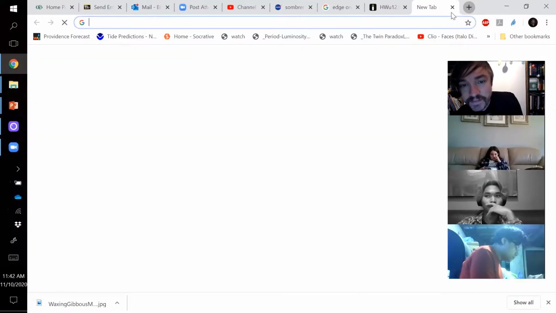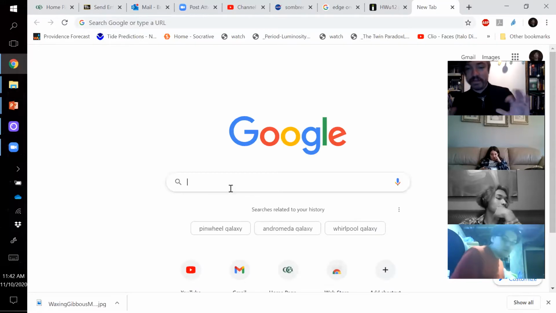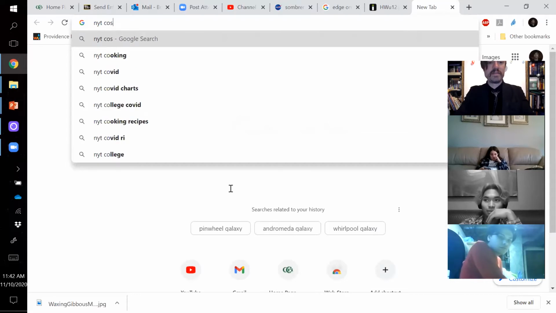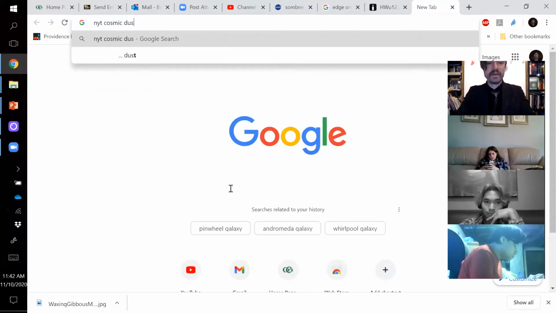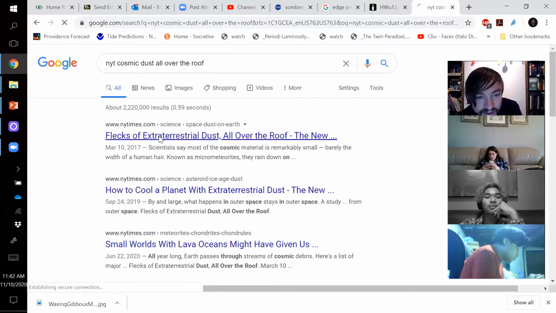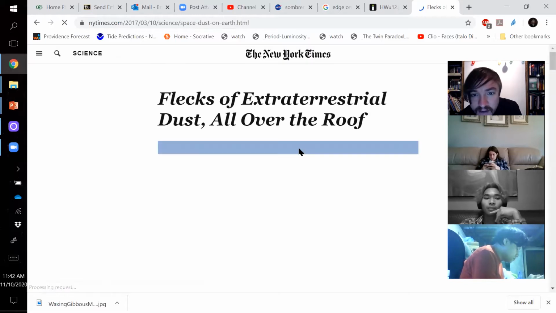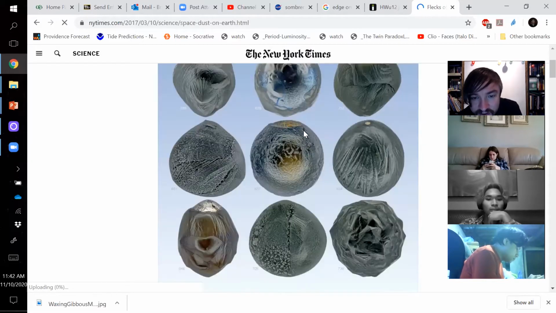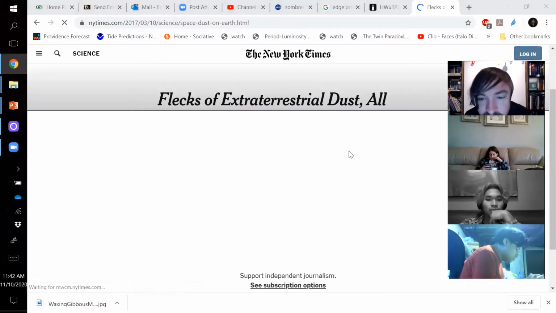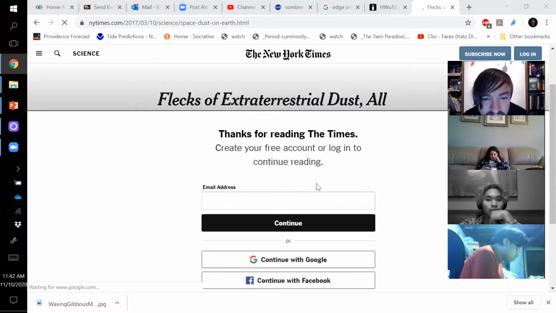And the idea that something so drab as cosmic nanodust could be part of this, let's see what it was. It was New York Times, cosmic dust all over the roof, something like that. Flecks of extraterrestrial dust all over the roof. And I'm just going to show you this article because these are some of the photographs he made of cosmic nanodust.